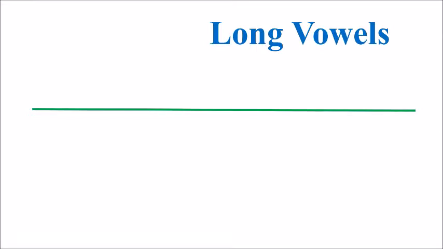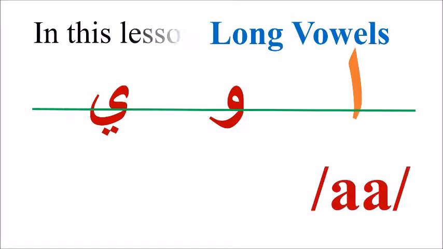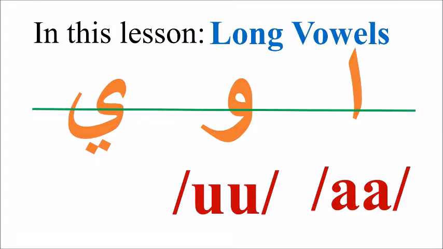Arabic has three long vowels which are represented in three alphabet letters, Alif, Wow, and Ya. In Lesson 1, we've learned the first long vowel Alif that sounds as A. In this lesson, we'll cover the other two long vowels in Arabic, which are represented by alphabet letters Wow and Ya. Wow stands for the long vowel oo, and Ya stands for the long vowel E.